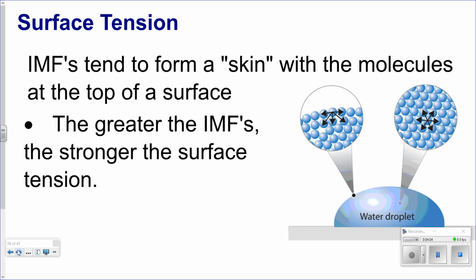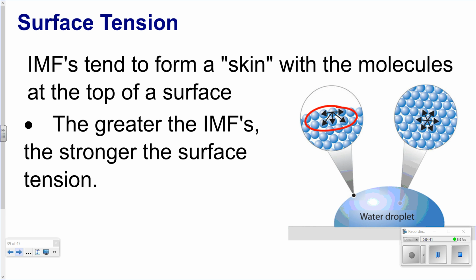And with surface tension, this is the skin on the outer surface, again, the liquid to air interface. So if IMFs are greater, therefore these particles are more strongly attracted to each other. With the greater attractions, the stronger the skin, the greater the surface tension. Water has a good surface tension. You can actually rest pieces of metal on the surface of water because that attractive force is so strong, forming a very tight skin.